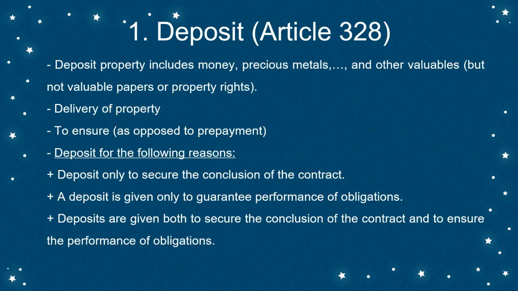So deposit property includes money, precious metal, and other valuables, but not valuable papers or property rights. We can have some delivery of property to ensure repayment. There are several reasons for a deposit: the deposit is given only to secure the conclusion of the contract; the deposit is given only to guarantee the performance of obligation; or deposits are given both to secure the conclusion of a contract and to ensure the performance of obligation.